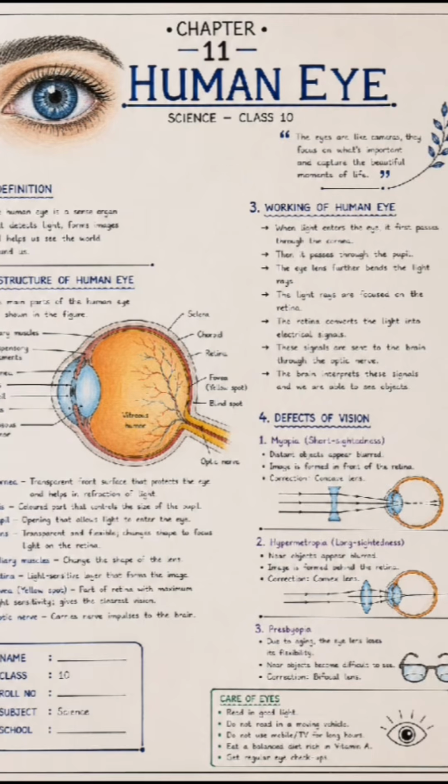3. Working of human eye. Step-by-step working. Light from an object enters the eye through the cornea. The cornea bends the light rays. Light passes through the pupil. The iris controls how much light enters. The eye lens further refracts the light. Ciliary muscles adjust the lens shape according to the object.